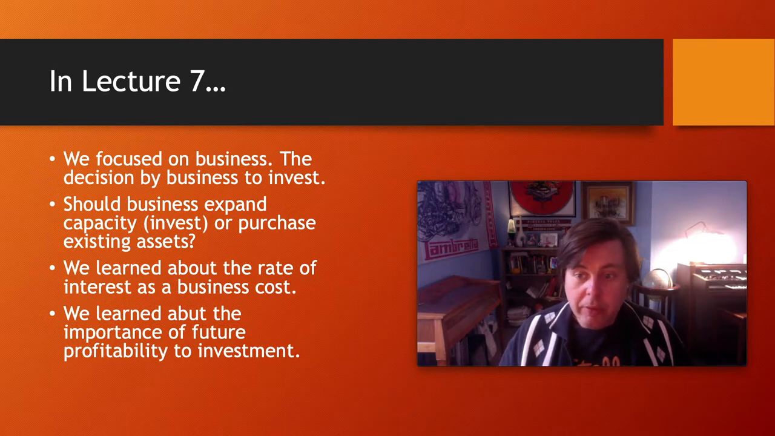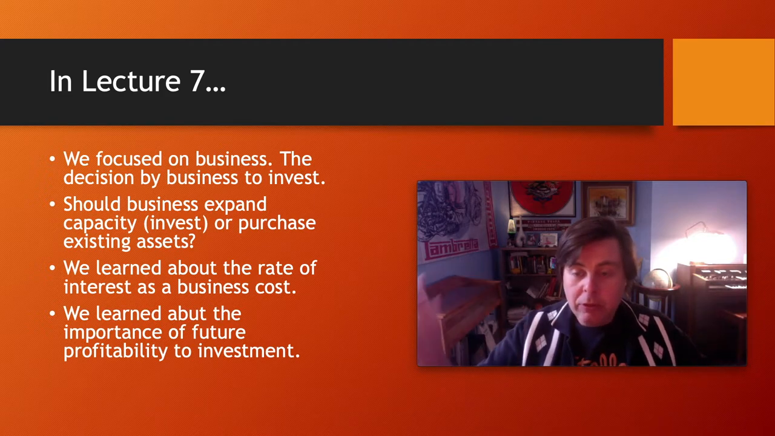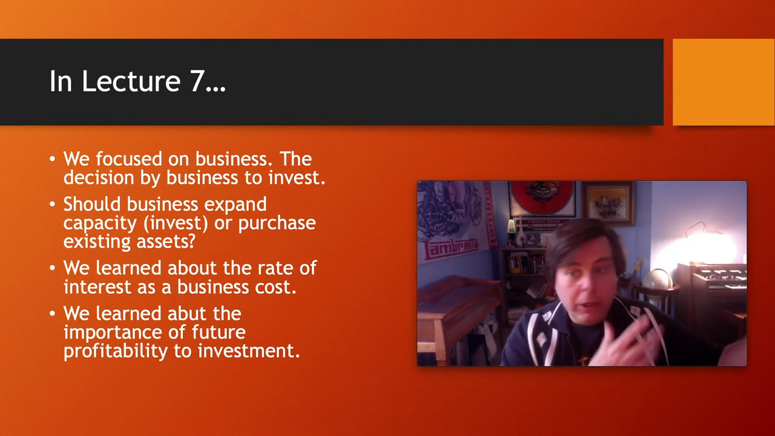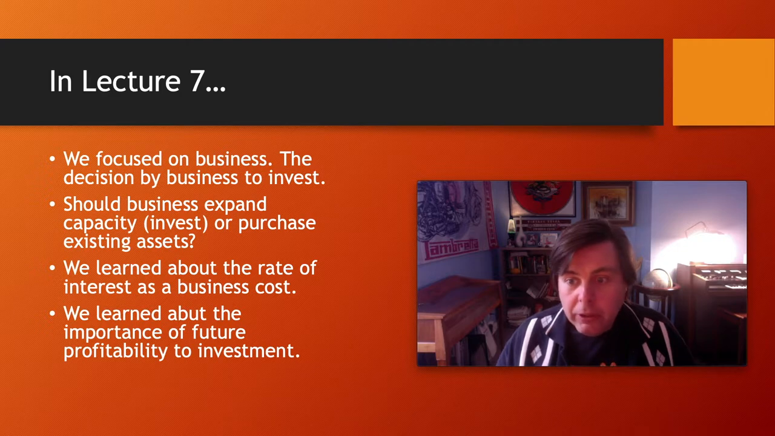And so we learned about those very important problems. Business, of course, doesn't need to invest, right? Business owners don't need to expand their business. They could just take their money and stick it in the stock market or whatever, like a lot of people do, and plan for their own retirement. Okay, so why run a business?